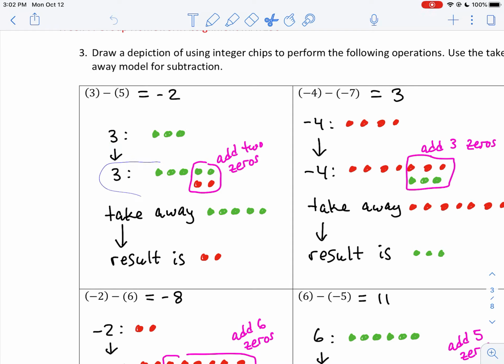So I'm going to alter the way 3 looks by adding a few zeros, and I needed to add 2 more zeros to get the 2 more greens. So even though there's some reds and greens here, this represents the value of 3, because what's in the pink box equals 0. But now I'm in a position where I can take away these 5 greens, and that would then leave 2 reds left over. So doing 3 take away 5 would take you to -2.